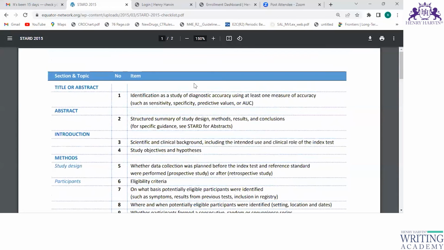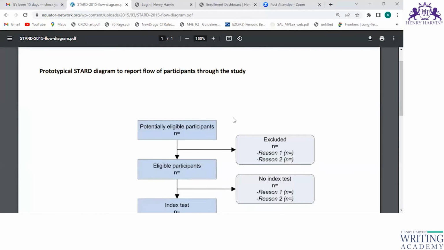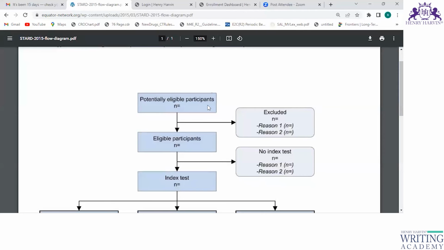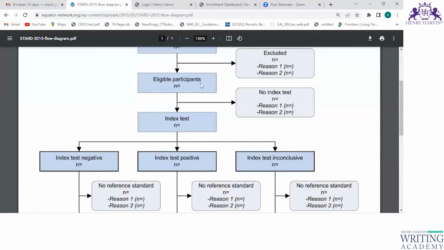So now let me show you the flow diagram. Okay, so this is the flow diagram. First here you have to write about the eligible participants, the potentially eligible participants. So the number of participants you have to write. Then after screening the participants on the basis of the inclusion and exclusion criteria, the number of participants who are excluded, then you have to provide the reason why these participants are excluded. Then you have to write the number of eligible participants who actually participated in the study.